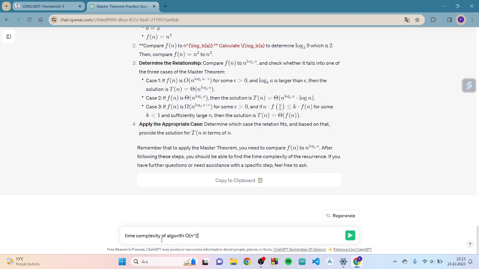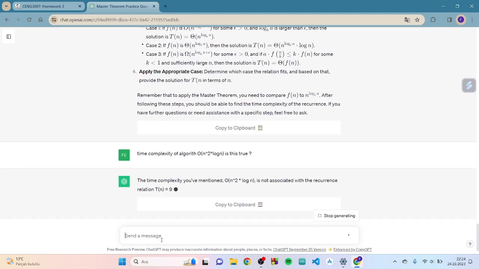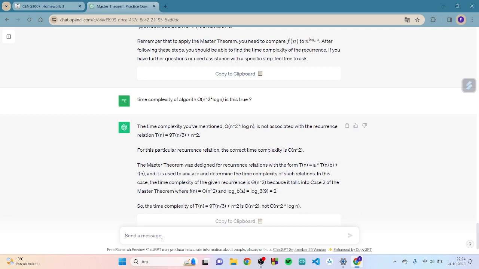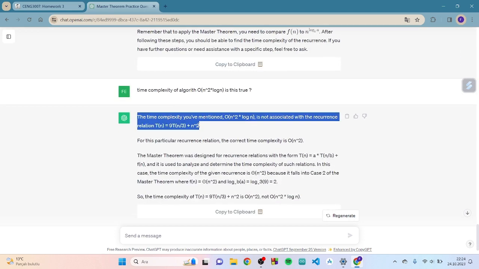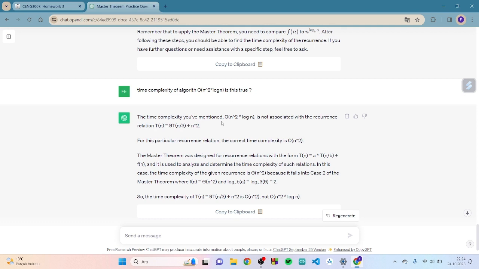N square divided log n. Is this true? Okay, the correct time. I think I'm not correct. Okay, I read the correct. The time complexity you mentioned, O(n) square log n, is not associated with the recurrence relation. For the particular recurrence relation, the correct time complexity is O(n) square, not log n.